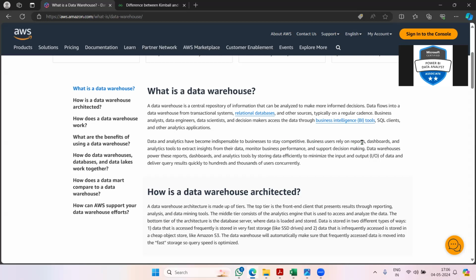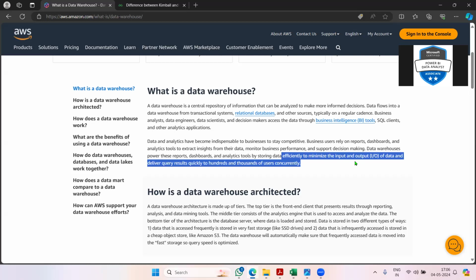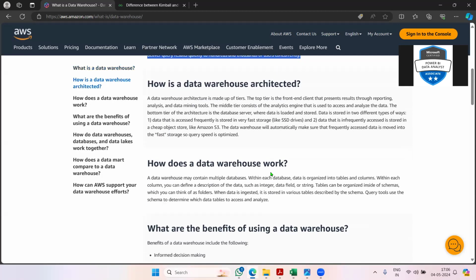Business users rely on reports, dashboards, and analytical tools to extract insights from their data, monitor business performance, and support decisions. Data warehouses power these reports, dashboards, and analytical tools by storing data efficiently to minimize the input output (IO) of data and deliver query results quickly, right?